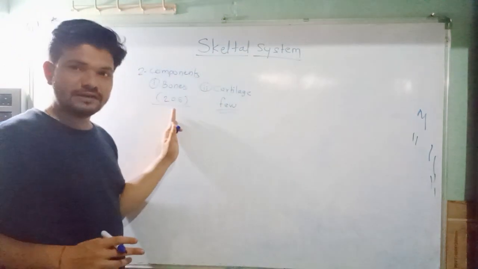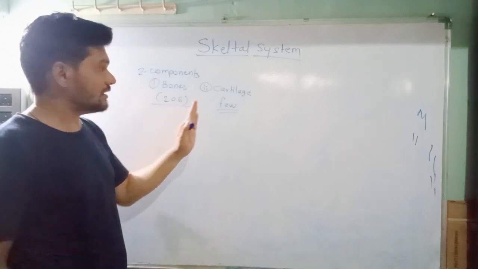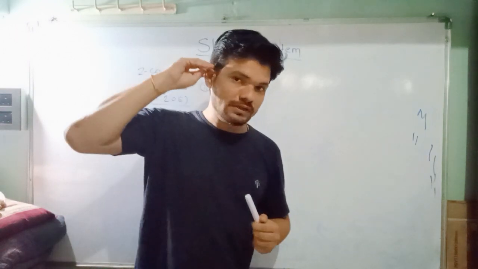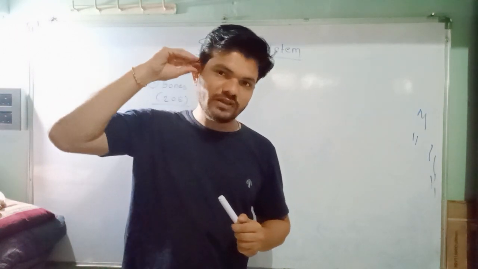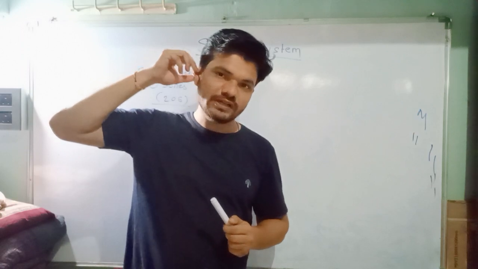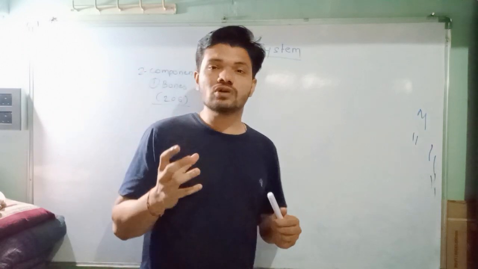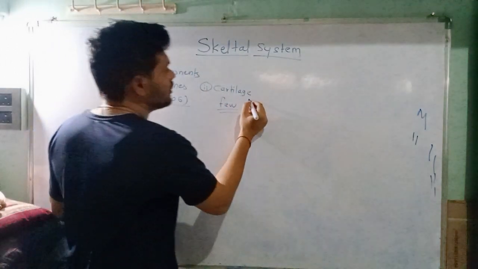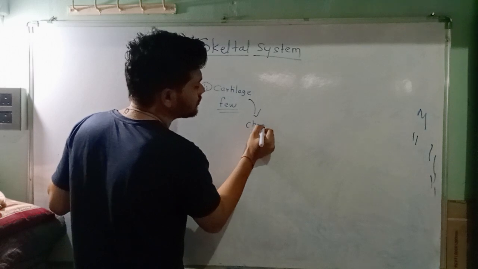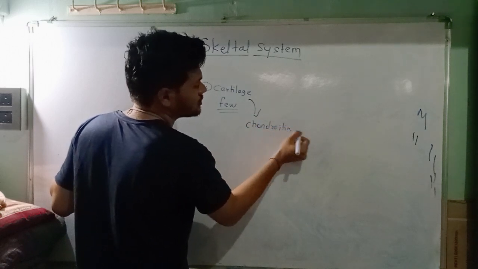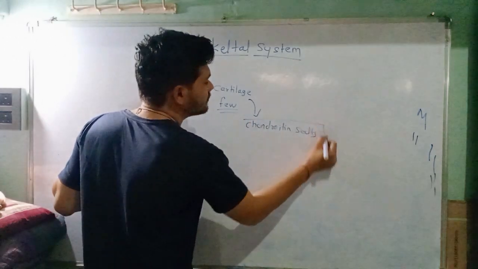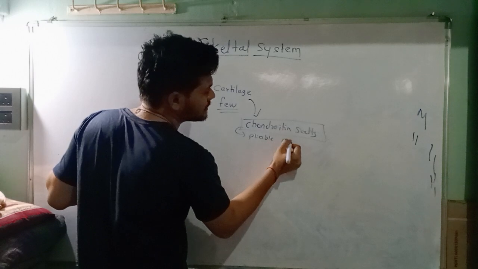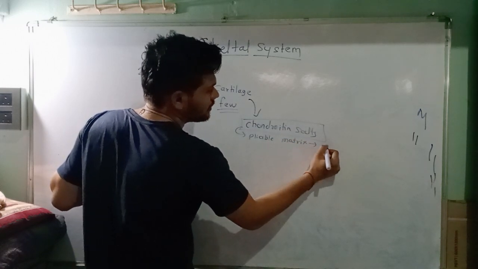One has a very hard matrix and the other has a soft or pliable matrix which can be folded, just like your ear pinna. This is your cartilage. We can fold it, we can bend it, right? So it is made up of cartilage, and cartilages are soft, or we can say they have a pliable matrix because of the main component chondroitin salts. Cartilages have a pliable matrix, which means they can bend.